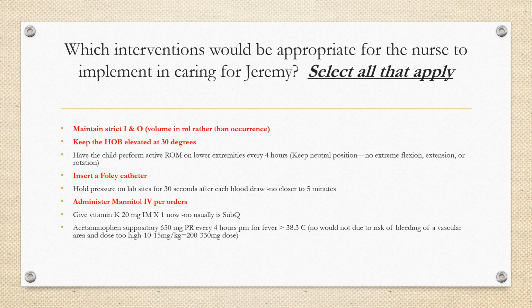Give vitamin K, 20 milligrams IM times 1 now. No, vitamin K is typically given sub-Q. Acetaminophen suppository, 650 milligrams PR every 4 hours PRN pain for fever greater than 38.3. No, we would not want to administer anything rectally because of the risk of bleeding. It's a very vascular area down there, so we don't want to be administering anything rectally if we can avoid it.